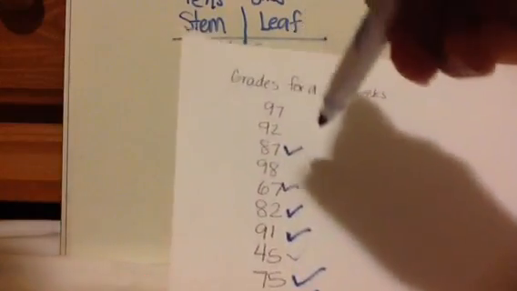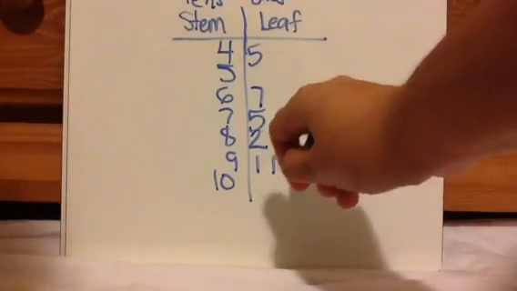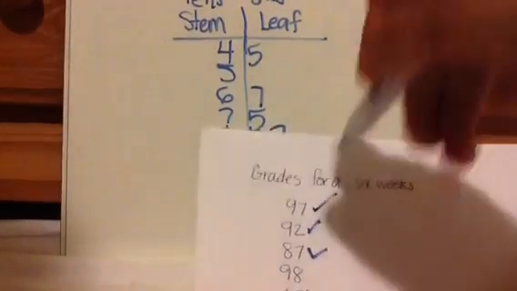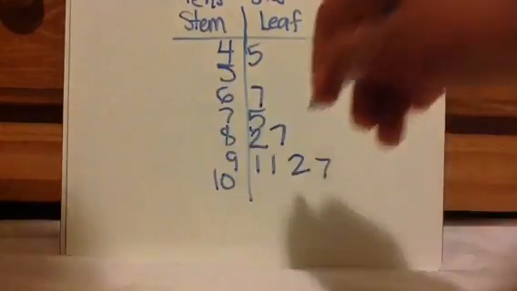Okay, next grade is 92. So then you would do that. Next grade is 97. And next grade is 98. And then I have a 100. So then you do that.